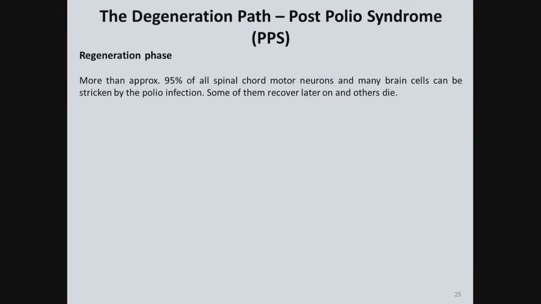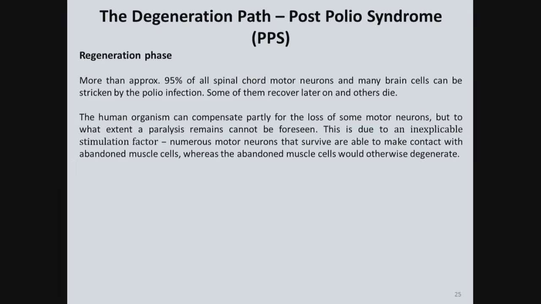The degeneration path, post-polio syndrome, PPS, regeneration phase. More than approximately 95% of all spinal cord motor neurons and many brain cells can be stricken by the polio infection. Some of them recover later on, and others die. The human organism can compensate partly for the loss of some motor neurons, but to what extent a paralysis remains cannot be foreseen. This is due to an inexplicable stimulation factor.